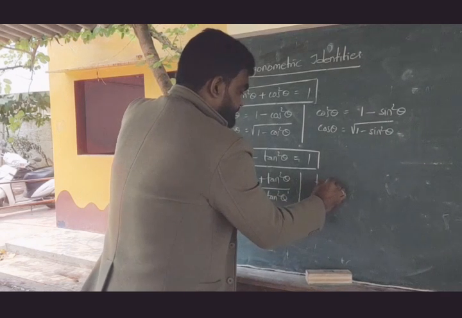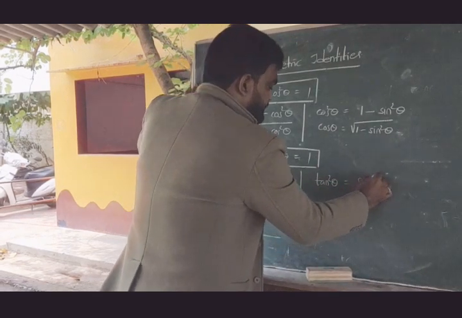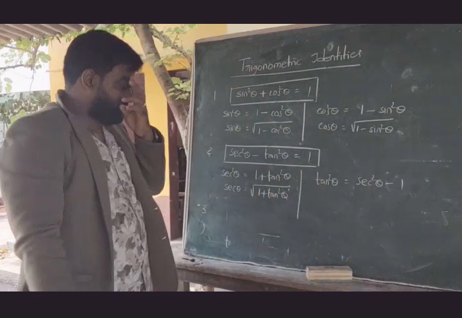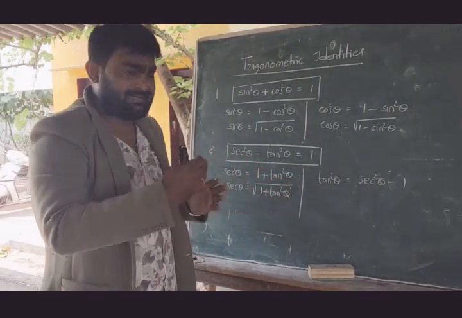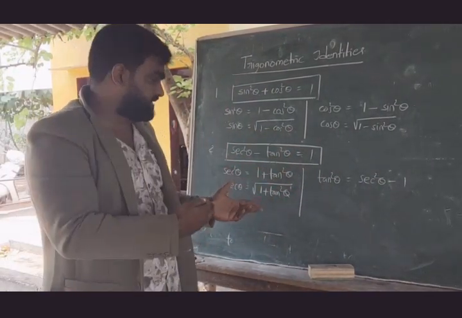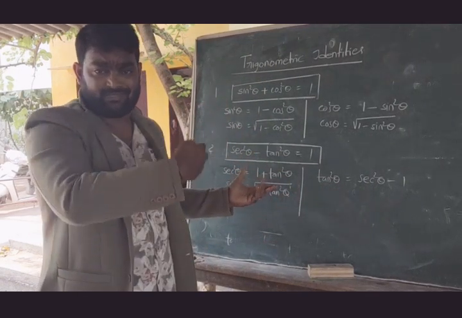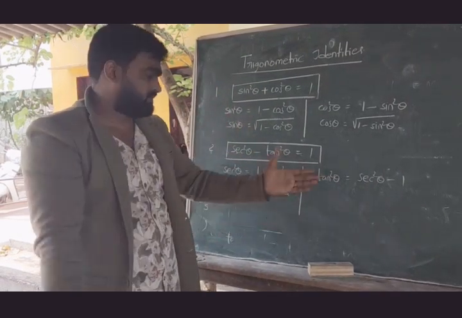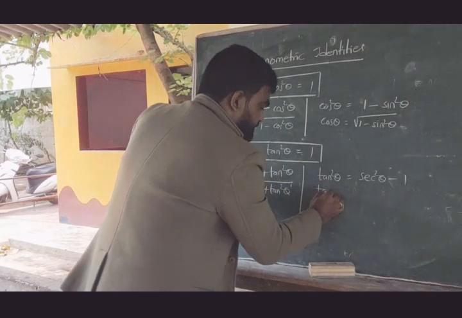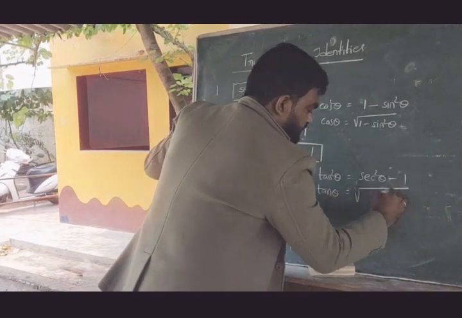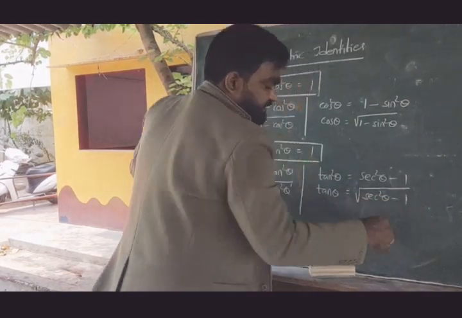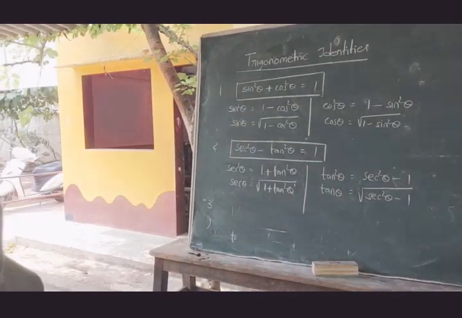Tan square theta is equal to secant square theta minus 1. Have you got this? By transposing 1 from RHS to LHS and by transposing minus tan square theta from LHS to RHS. So tan theta is equal to root over secant square theta minus 1.